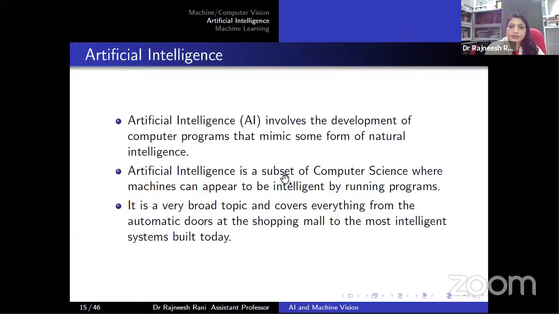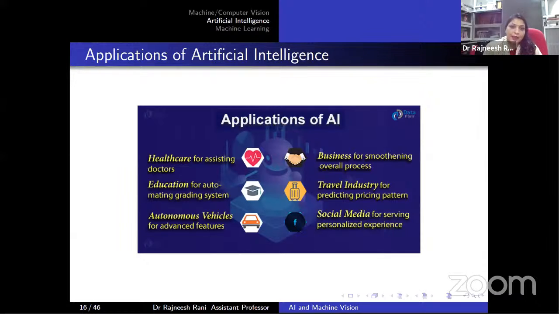So artificial intelligence is a subset of computer science where machines can appear to be intelligent by running programs. That means the machine appears to be intelligent, but how can this become intelligence? Just by running the programs. It is a very broad topic and covers everything from the automatic doors at the shopping mall to the most intelligent systems built today. The applications of artificial intelligence include healthcare, education, autonomous vehicles, business, the travel industry, and social media. In every field, AI is used.